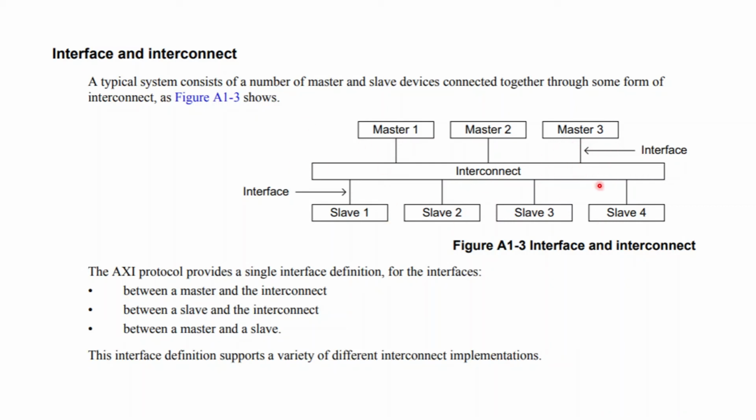In the AXI interconnect we'll be able to have independent AXI read and AXI write transactions occurring simultaneously, thus offering higher bandwidth and lower latency. The AXI protocol provides a single interface definition for interfaces between a master and the interconnect, slave and the interconnect, and master and the slave.